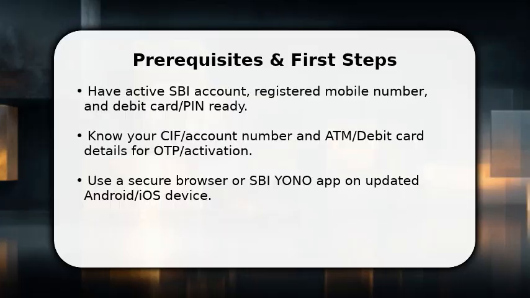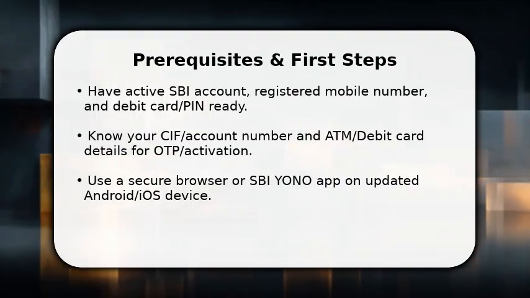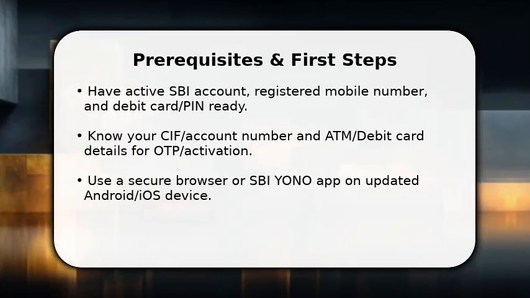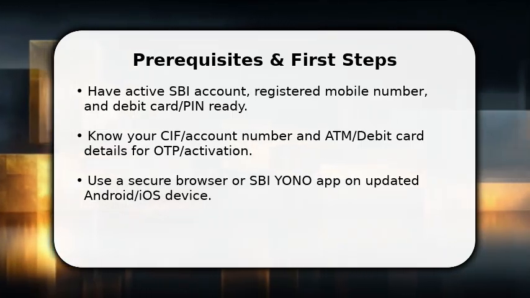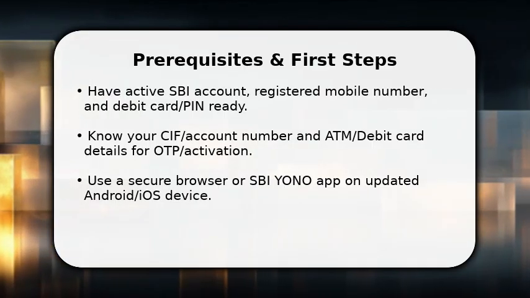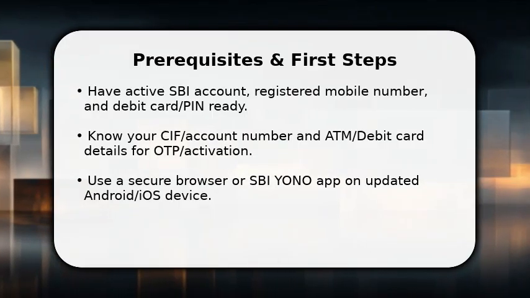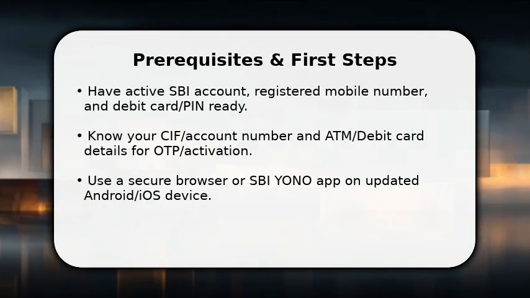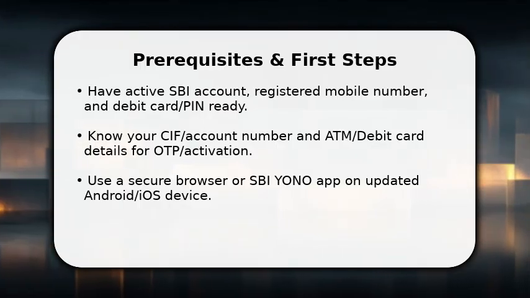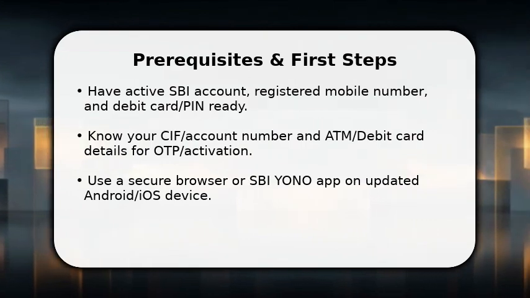Enjoy the video. You start by confirming essentials: an active SBI account, the mobile number registered with the bank, and your debit card with PIN. Once these are ready, open SBI Yono or SBI Co. in and choose New User Registration. You will enter your CIF or account number, then the ATM/debit card details when prompted. Make sure to use the registered mobile to receive OTPs. This step verifies you and triggers the online banking setup process.